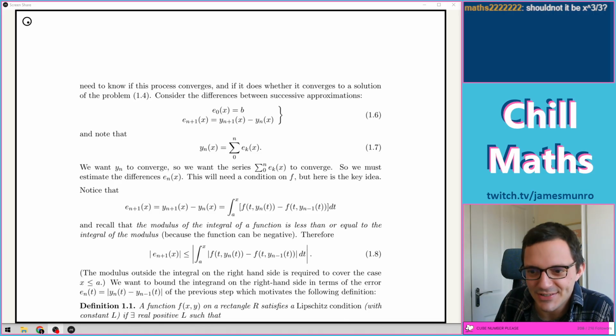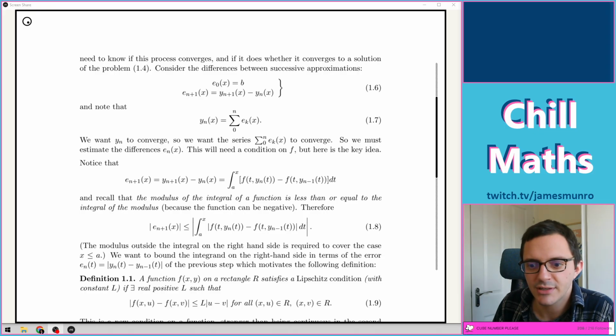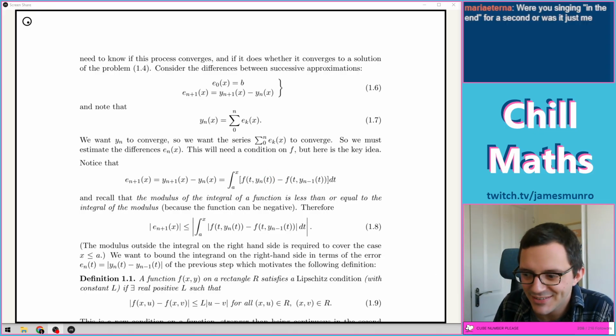So differences, noting that you are the sum of the differences. We want the series to converge, so estimate the differences. Oh my goodness. Okay, here's a key idea which we're going to turn into maths later. Notice that, whoop, there it goes. The difference is the integral like this. Oh my goodness. Maybe not.